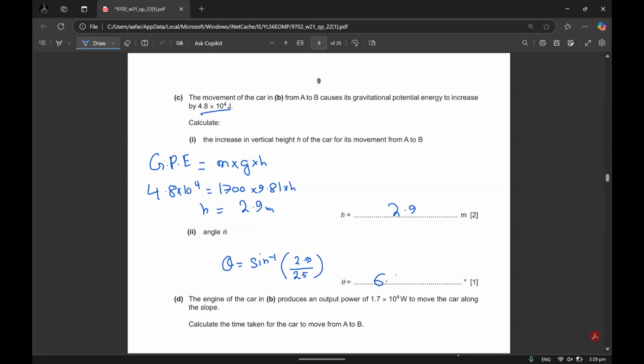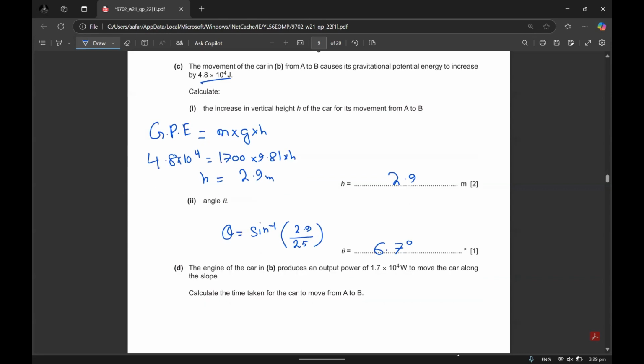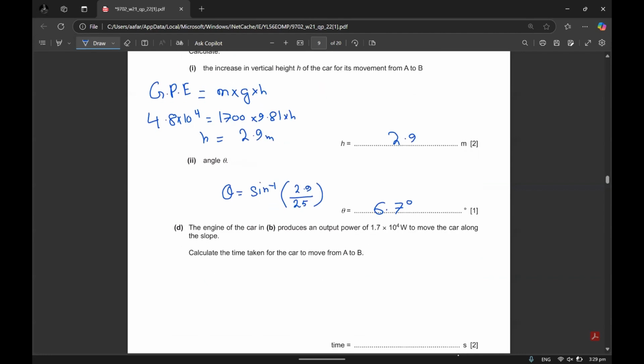The engine of the car in part B produces an output power of 1.7 into 10 power 4 watts to move the car along the slope. Calculate the time taken for the car to move from A to B.